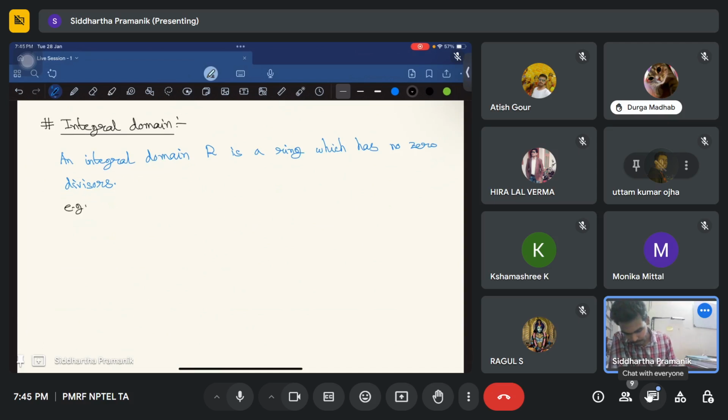So let's see some examples. An example is you can take the integers. You can take C also. You can take Z[i]. Let's restrict to this now. And the fact is, you can take any field. Field implies integral domain because a unit cannot be a zero divisor, and in a field, every non-zero element is a unit.